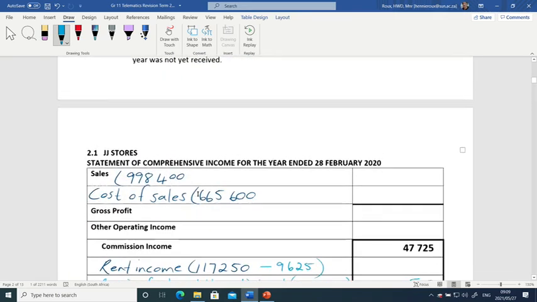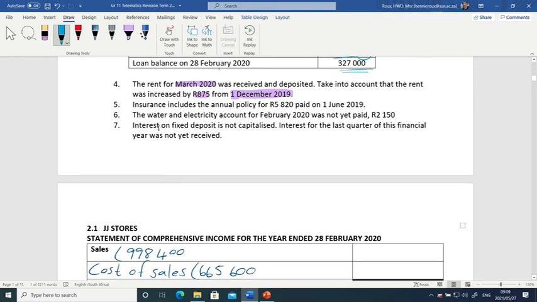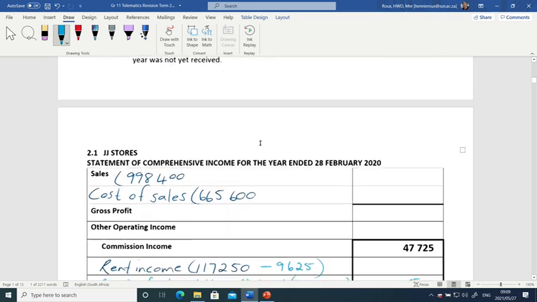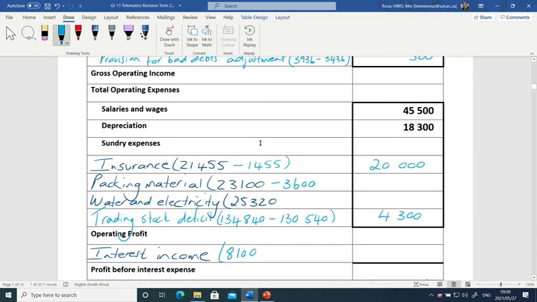Almost there. Number 6, the water and electricity account for February was not yet paid. You always get an easy one like that, and then you can breathe, because we know water and electricity not yet paid, that is accrued expense. Accrued means we must add. So next to water and electricity, we add the 2,150. A breather, an easy one.